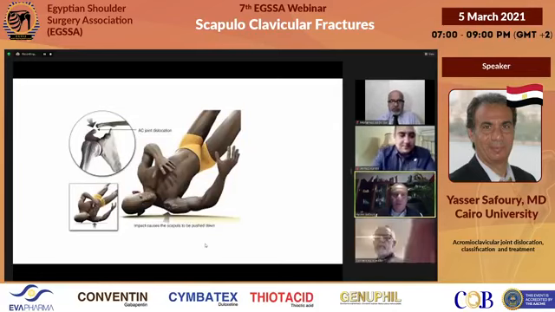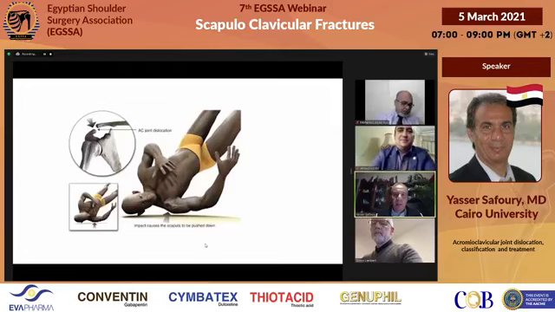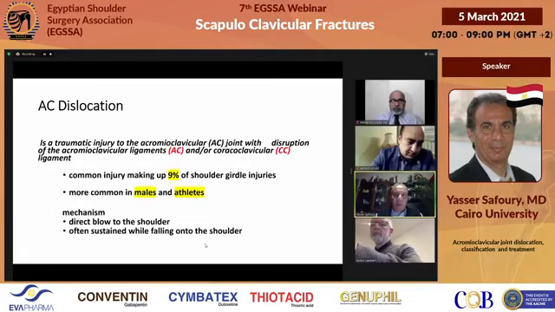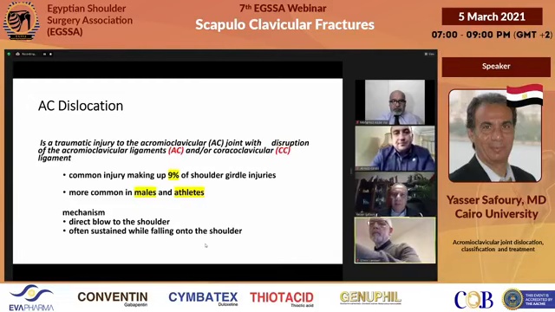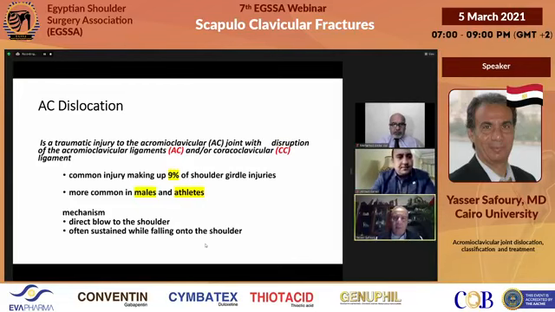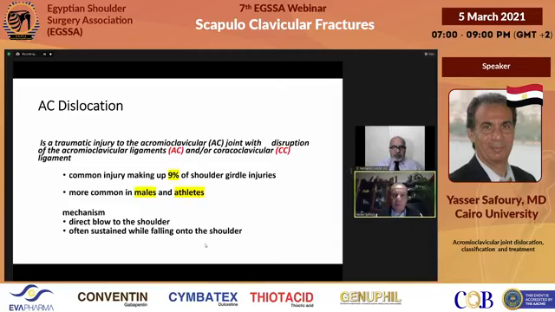Disruption or dislocation of the AC joint occurs after a direct trauma on the shoulder, where there's disruption of the main ligaments joining the acromion to the clavicle. So in dislocations of the AC joint, there's disruption of the two main big ligaments, the AC ligament and the CC ligament. The AC ligament is the acromioclavicular ligament. CC is the coracoclavicular ligament.